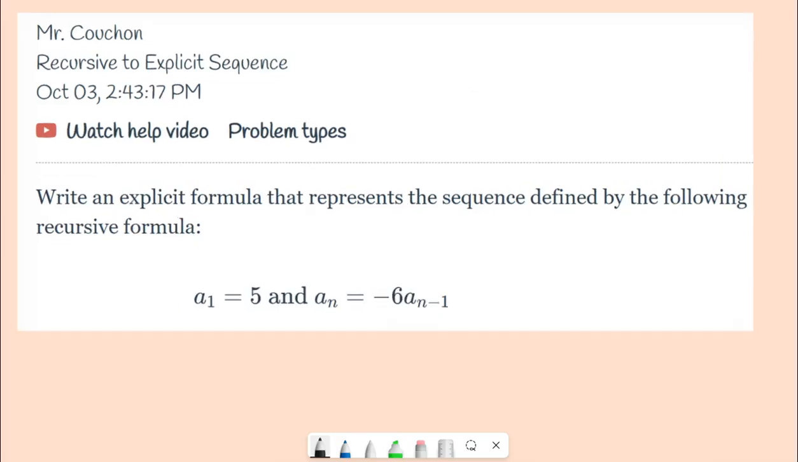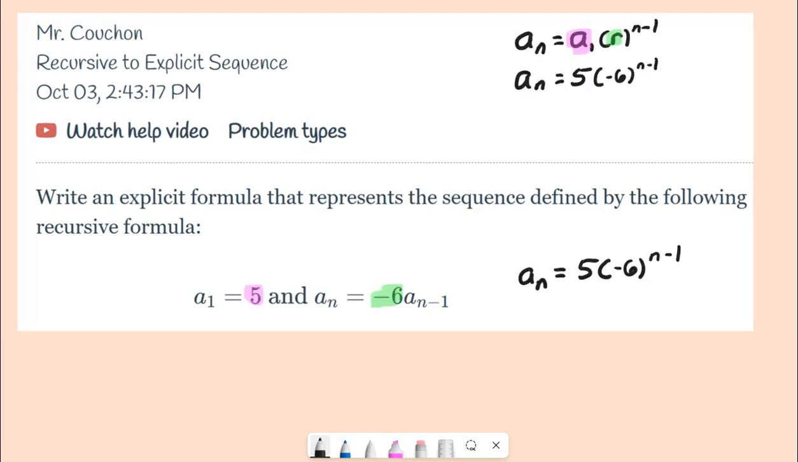Okay, please try this one out on your own, and then when you're done, unpause. I'll have the solution. Okay, there it is. We have 5 times -6 to the power of n minus 1.